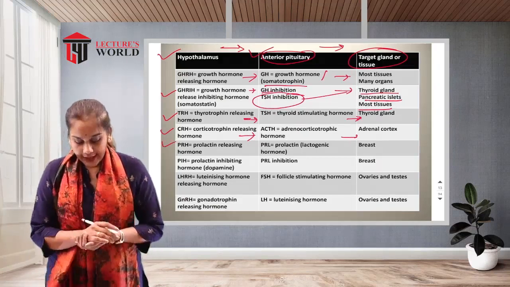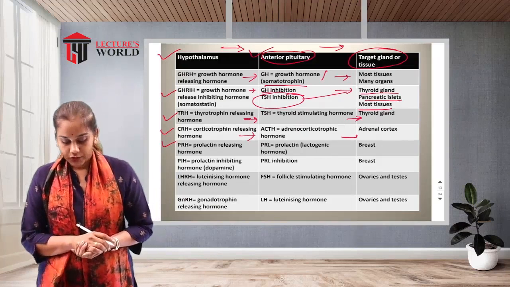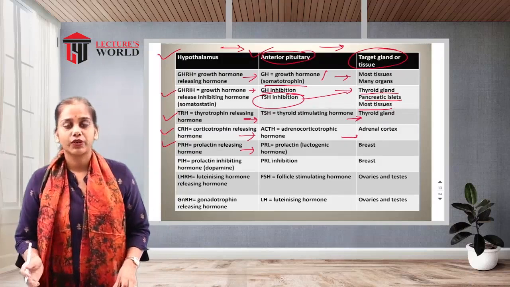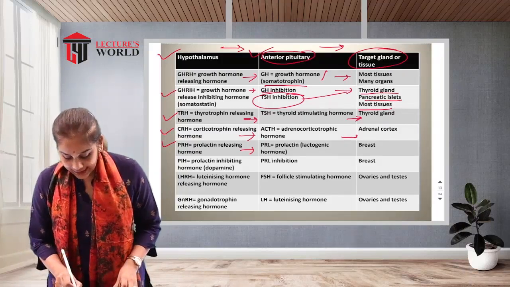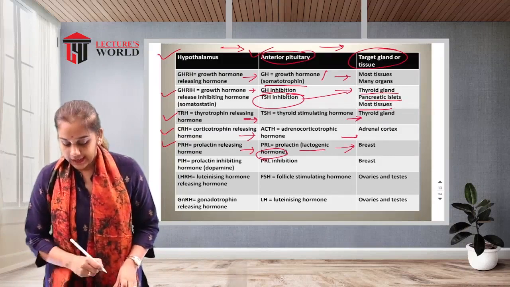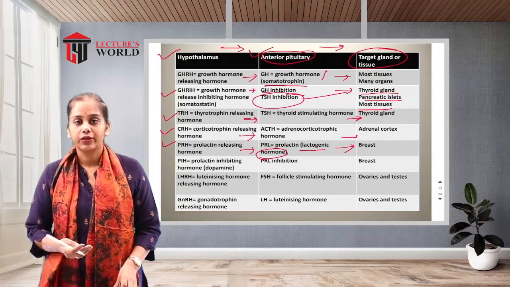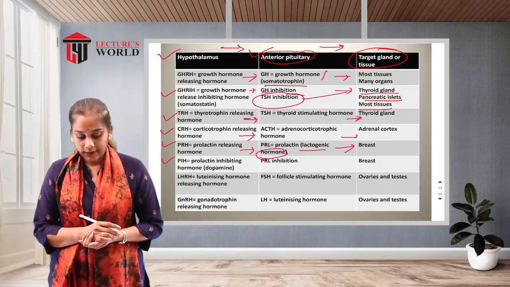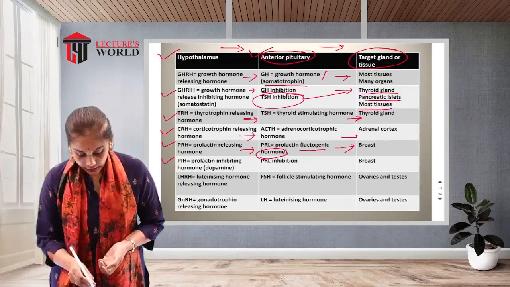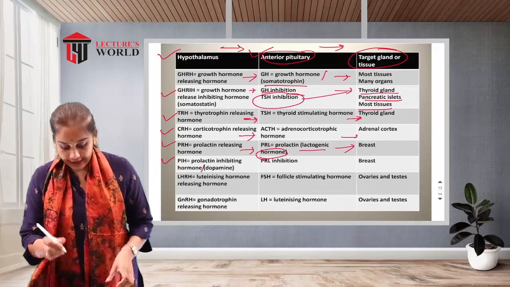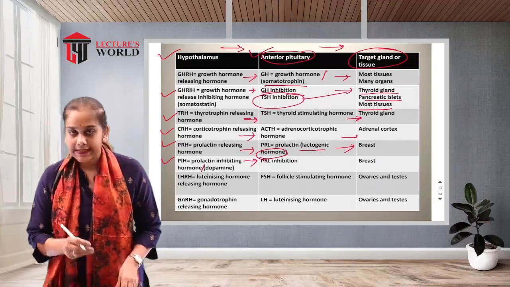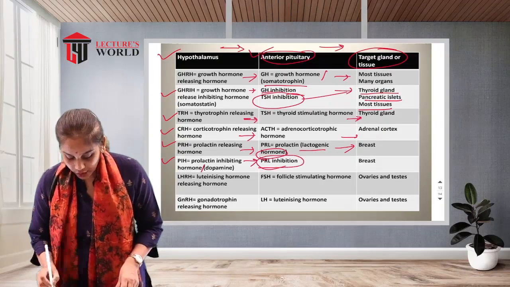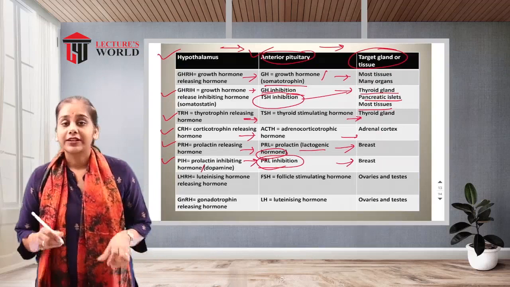Then PRH, prolactin releasing hormone. Prolactin releasing hormone triggers which hormone? PRL, also known as prolactin or lactogenic hormone, which goes directly to the breast and helps in milk production. Then PIH, prolactin inhibiting hormone, also known as dopamine. It triggers the anterior pituitary gland and causes PRL inhibition, to stop the prolactin hormone. And what is the target organ?